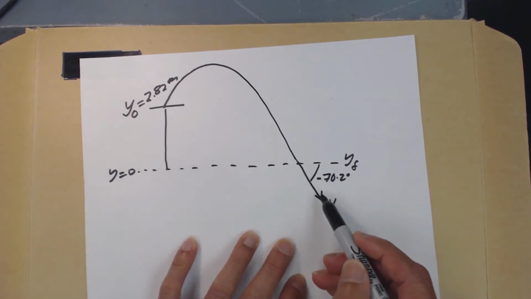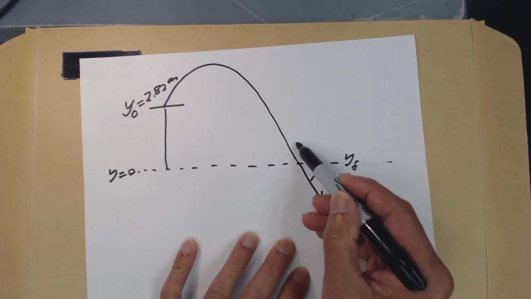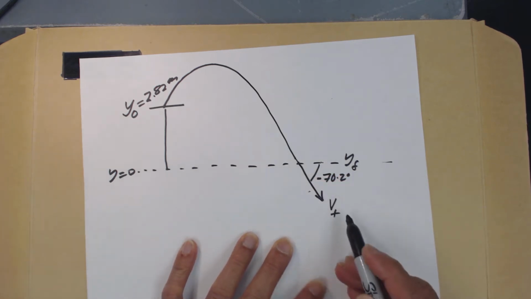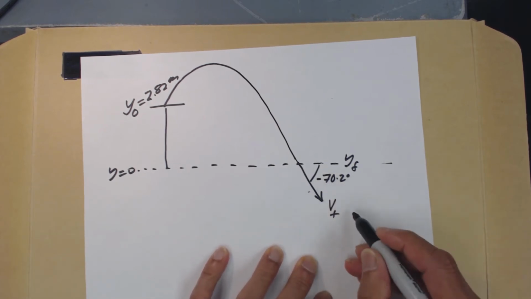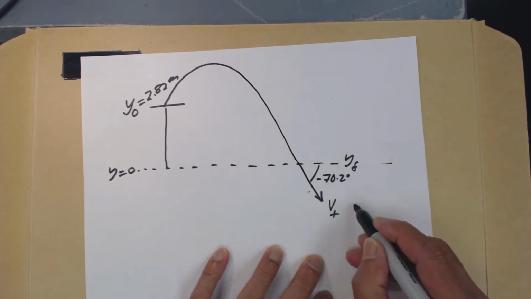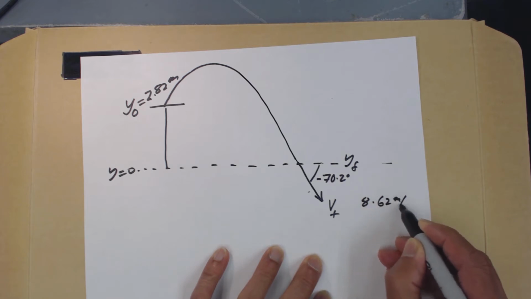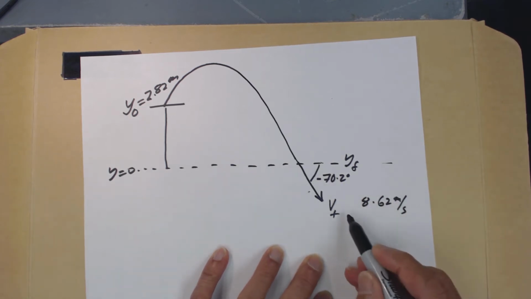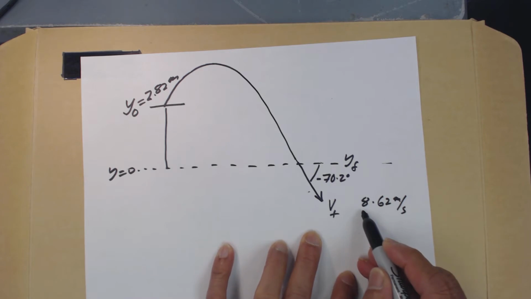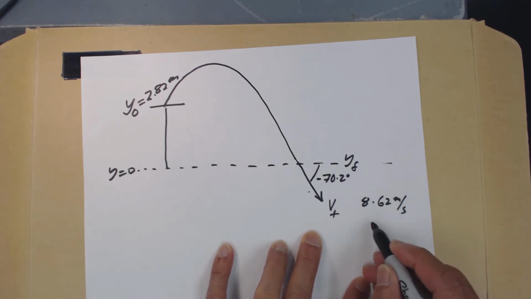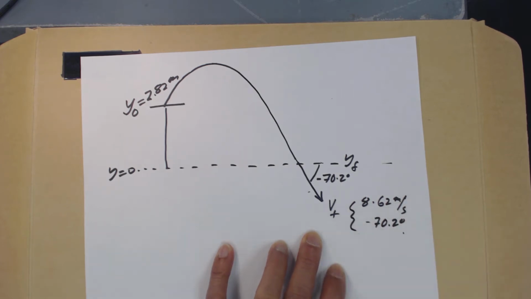So the final velocity direction has to be measured from the positive x direction counterclockwise to the vector. What do they tell us about this velocity? Well, we already have the angle. The value is given to be 8.62 meters per second. So how do they give us the final velocity? In polar components: 8.62 meters per second and minus 70.2 degrees. So magnitude and direction, that's given.